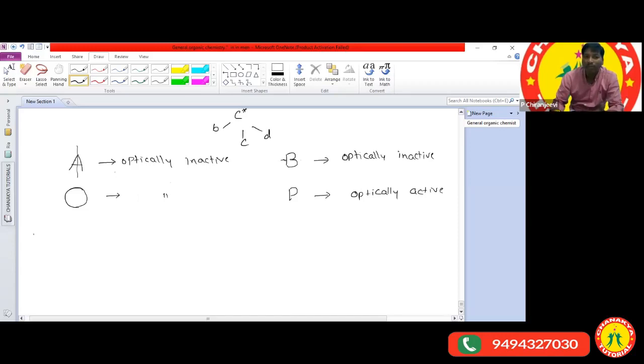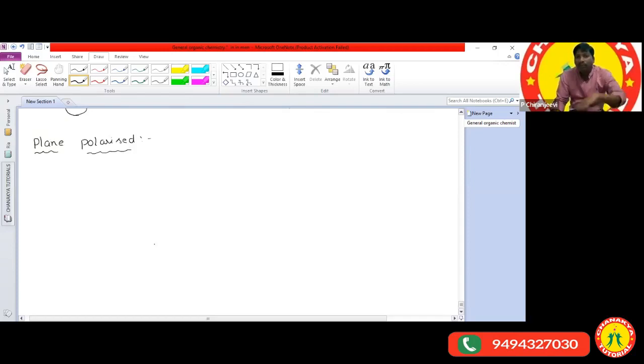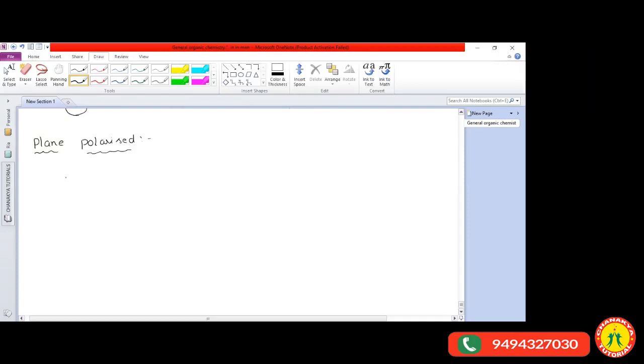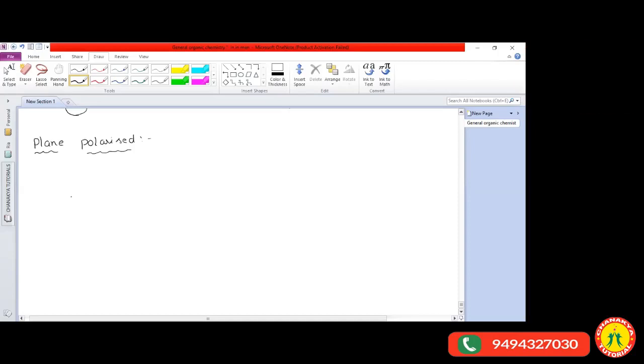This is the one term which we have to know here, plane polarized light. What is meant by plane polarized light? Plane polarized light is something you may have covered in the light chapter in physics. Is that clear, Anjan? Yes, sir. Light travels in all directions, otherwise it travels only in one direction. All the directions, very good.